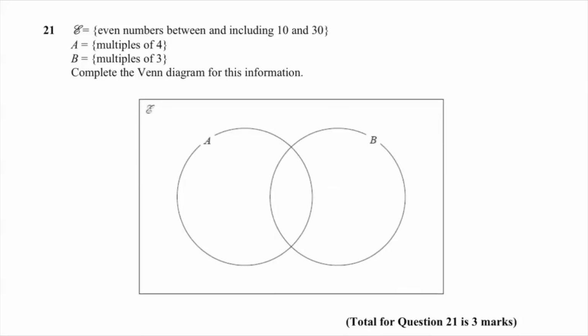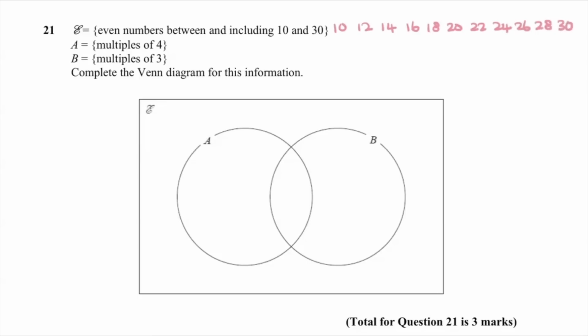Okay, so we're being asked to complete the Venn diagram. The first thing to do is to list out any numbers that you haven't been given, and we haven't been given really anything, just information. We are using the even numbers between and including 10 and 30. So let's list those out to start off with.